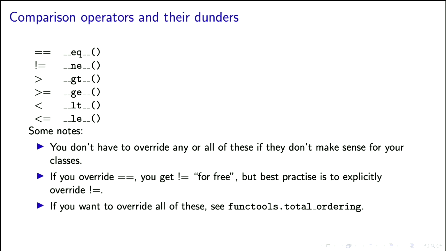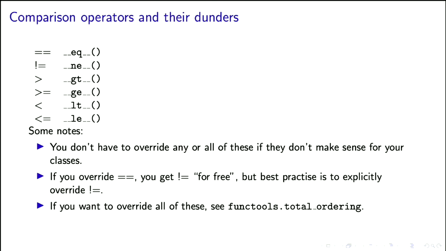So, we've got basically the whole set of different comparison operators we can do, and we've got the corresponding dunders. So let's be clear, you don't have to override any of these if they don't make sense, and there are lots of situations where only some of them make sense. In the case of cheese, it's not crazy to think we can talk about equality and not equal, but I think that anything that tries to rank cheeses on a greater than, less than scale is way too controversial for what we're talking about here. So we're not going to do that.